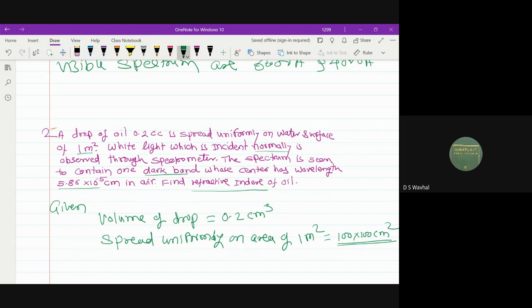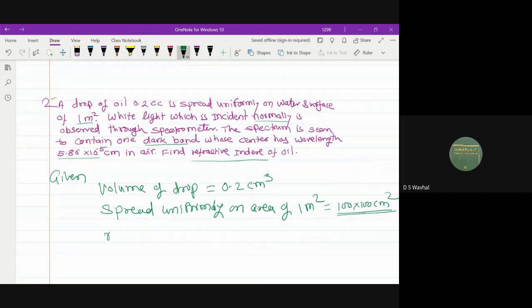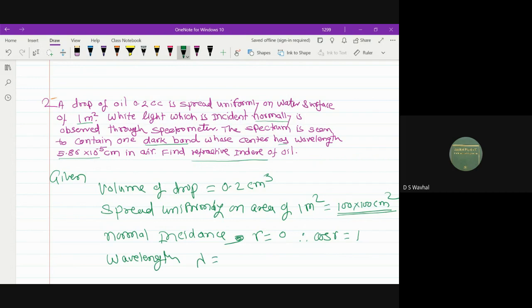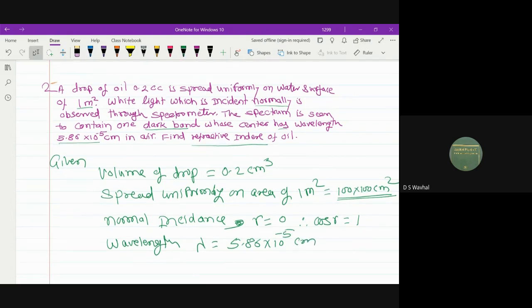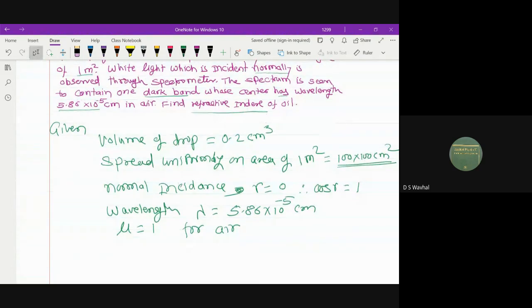Then the white light, which is incident normally, is observed through the spectrometer. Now there is a normal incidence here. For normal incidence, r equals 0, i is also 0, and therefore cos r equals 1. Whose center has wavelength 5.86 into 10 raised to minus 5 centimeter. So the wavelength lambda is equal to 5.86 into 10 to the power minus 5 centimeter. And that is in the air, so mu equals 1 for air. And what is asked is to find the refractive index of the oil.